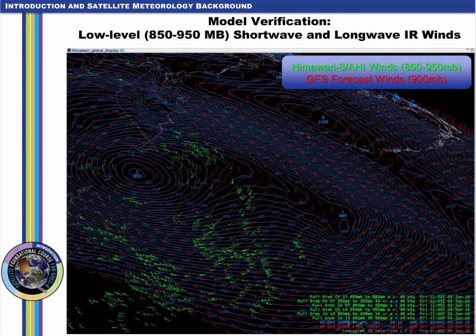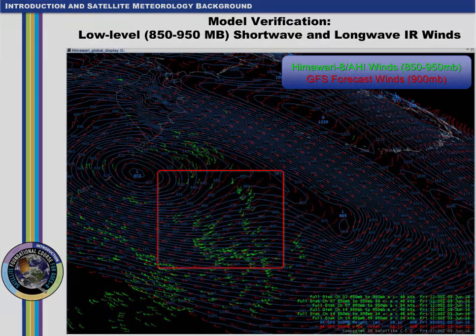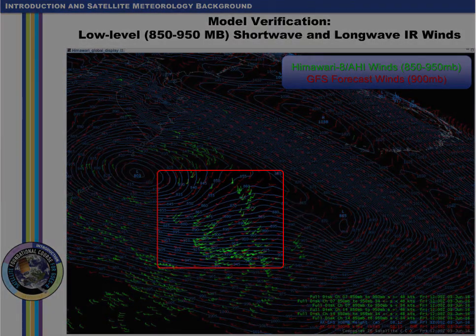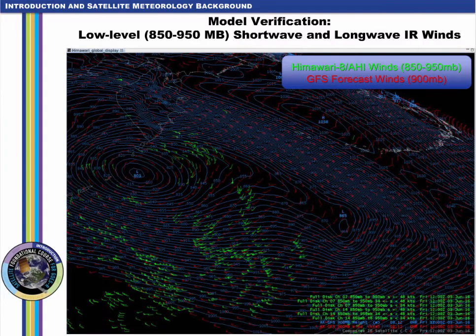This example shows low-level derived motion winds from AHI were in agreement with the GFS in terms of the location of a center of a deep mid-latitude cyclone south of Kamchatka. However, east-southeast of this storm center, the derived motion winds showed a backing of winds that highlighted a region of stronger low-level warm advection that was missed by the GFS.